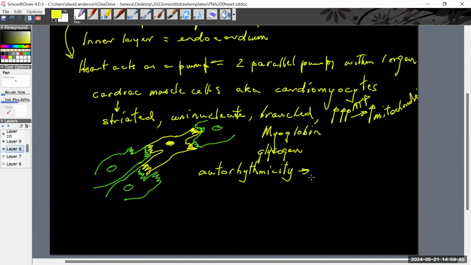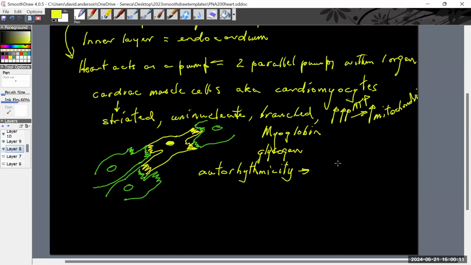And what that means is if you took them out of the body and put them into a dish with some glucose and some oxygen and some other nutrients into a nice, comfortable environment, they would beat independently all on their own. So autorhythmicity is autocontraction is really what we're saying. These cells have the capacity to contract independent of an electrical signal.